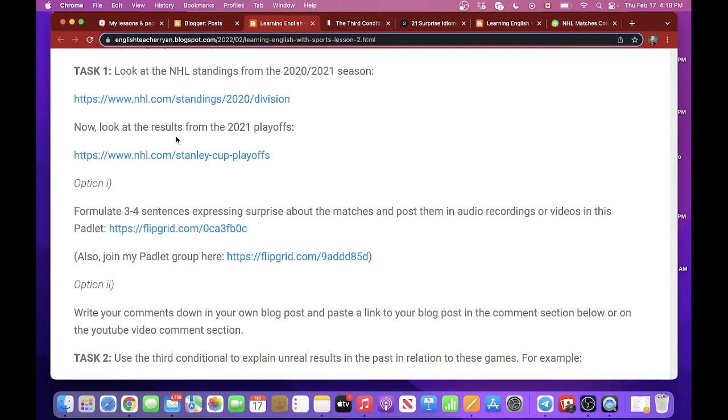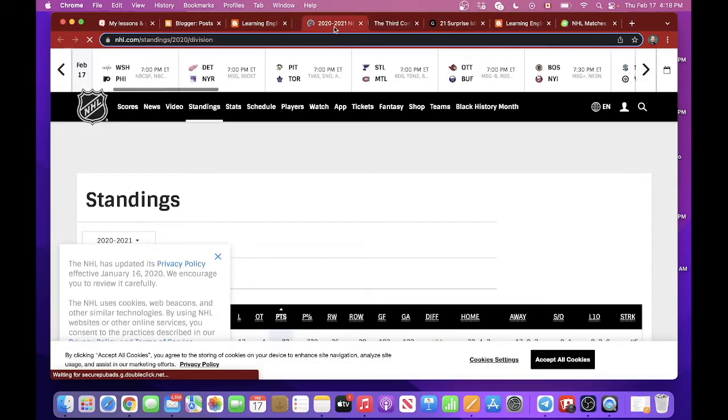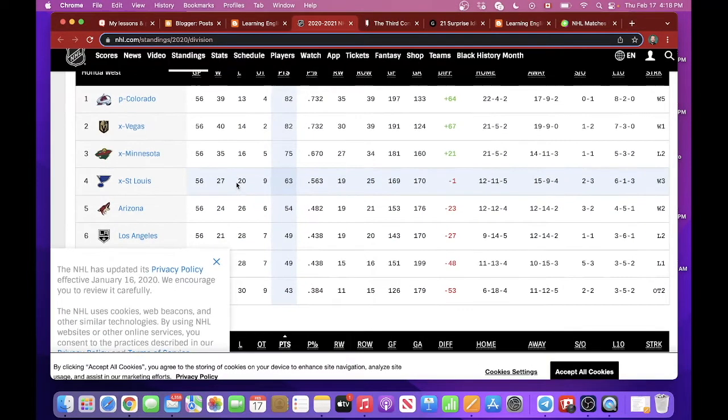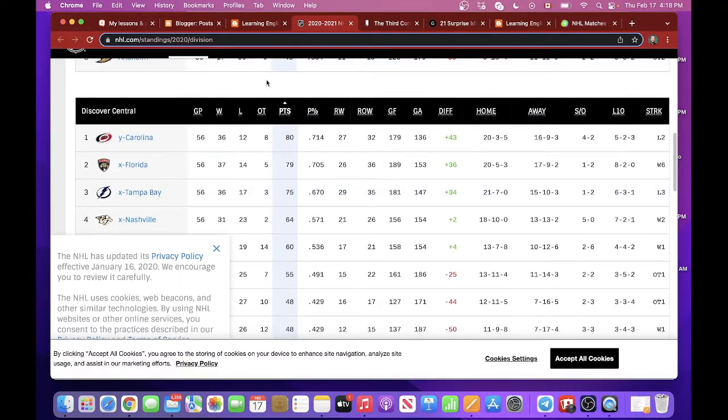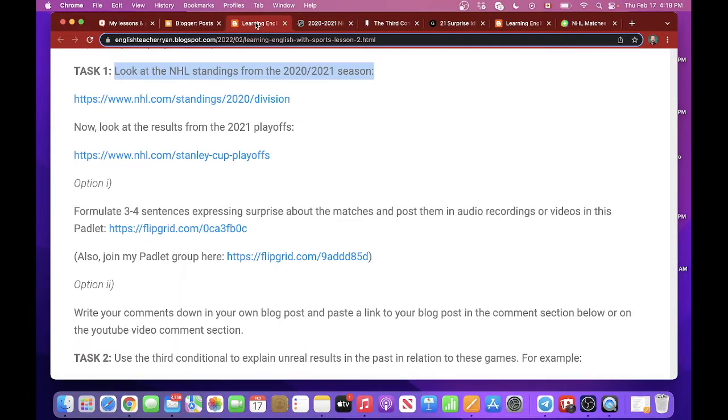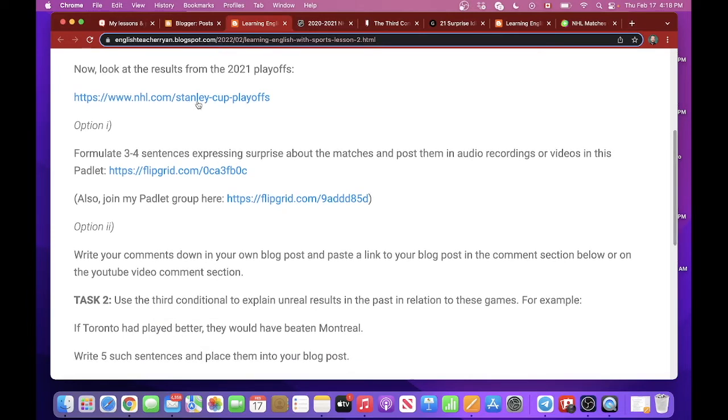From there, come on back to this blog post. I'd like for you to start with task number 1. So we're talking about hockey, we're talking about the National Hockey League, the NHL. So I would like for you to start by looking at the NHL standings from the 2020-2021 season. You could open this up right here, just have a look at the standings a little bit, at the different teams, for example. This is all from last year. Then come back to the blog and look at the results from the Stanley Cup playoffs.